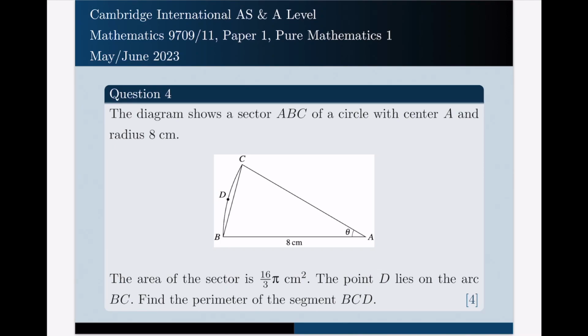Hello, in this video I'm going to solve the following problem for you. This is question number 4 from this paper. Let us read the problem together first.